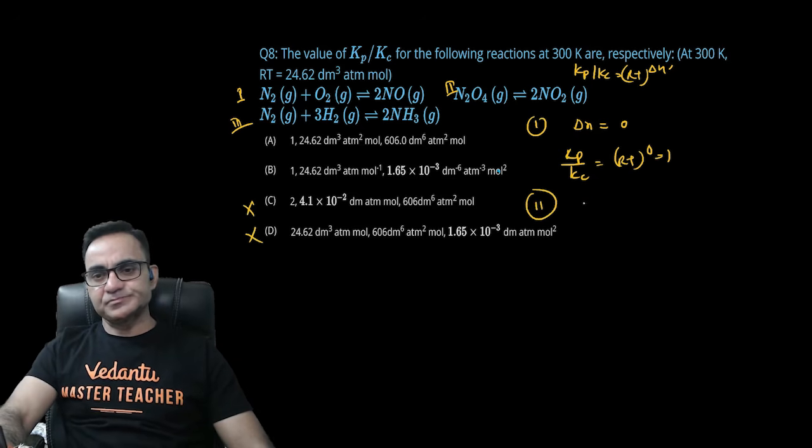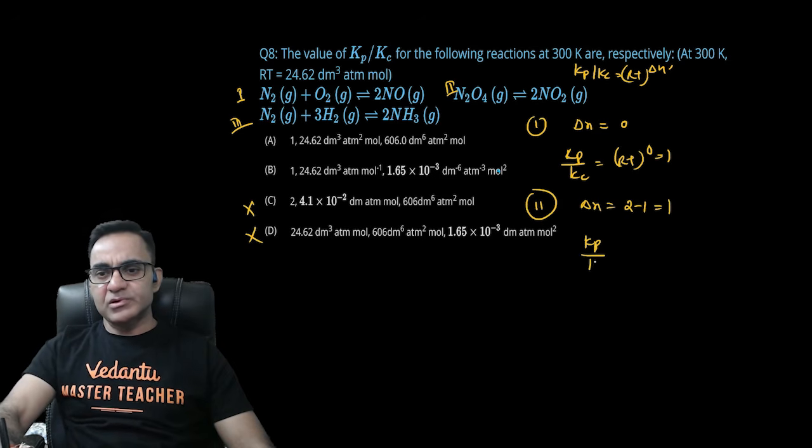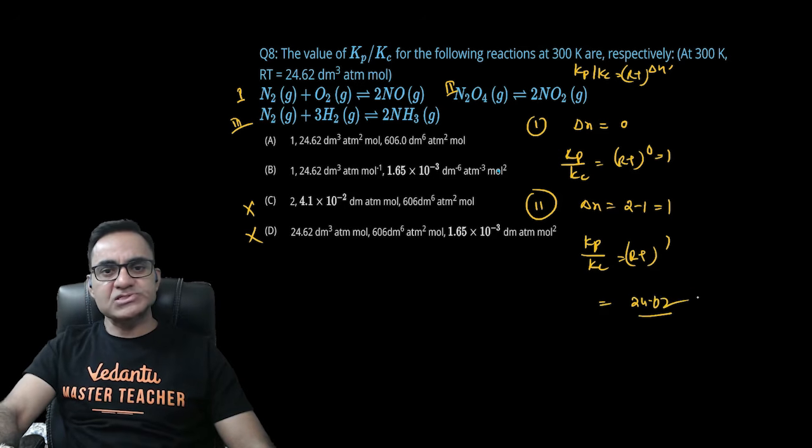सेकंड के लिए बात करें तो डेल्टा n की वैल्यू 2 माइनस 1 यानी 1 हुई, तो Kp अपॉन Kc इज इक्वल टू RT रेज्ड टू द पावर 1 हो गया. RT आपको पता है 24.62, तो यही आंसर हो गया 24.62 DM3 ATM mol.